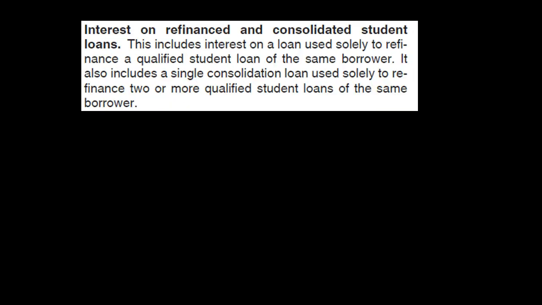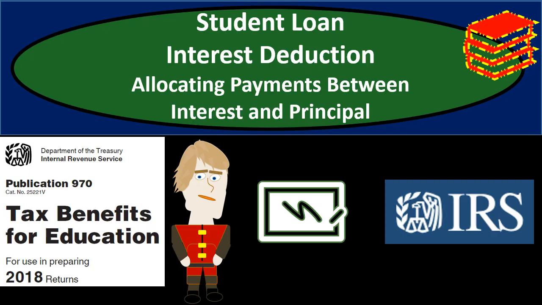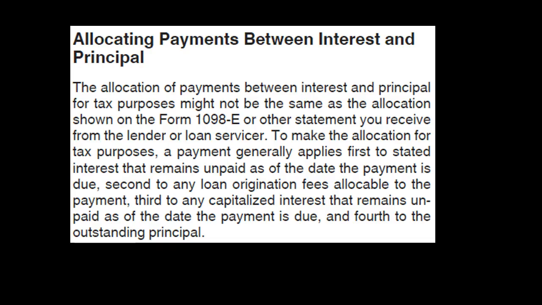Interest on refinanced and consolidated student loans. This includes interest on a loan used solely to refinance a qualified student loan of the same borrower. It also includes a single consolidated loan used solely to refinance two or more qualified student loans of the same borrower. In this presentation, we will discuss allocating payments between interest and principal as it relates to student loan interest deduction. This information can be found in Publication 970.